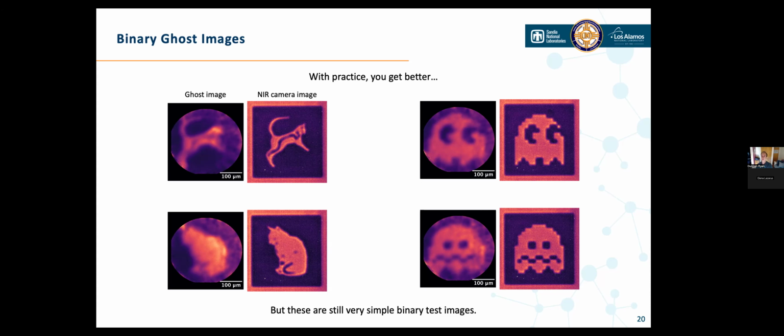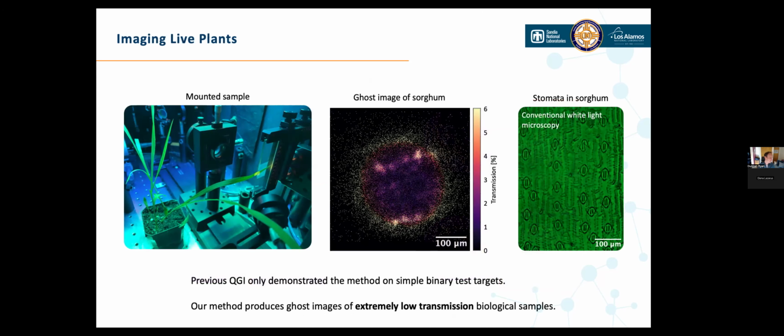They were just looking at these simple binary targets. It's very hard to actually say biology can be studied if you're just looking at these black and white images, which are essentially 100% transmission or zero transmission. That's not useful for biology, which has absorption and transmission differences of a few percent, already below a few percent. So what happens when we actually stick, say, something like a sorghum sample in there?